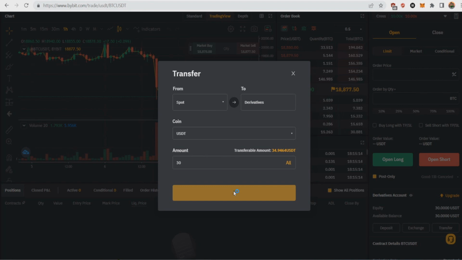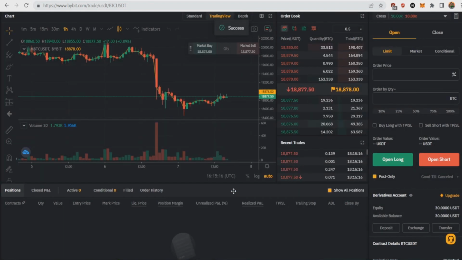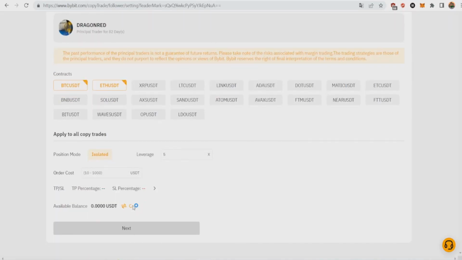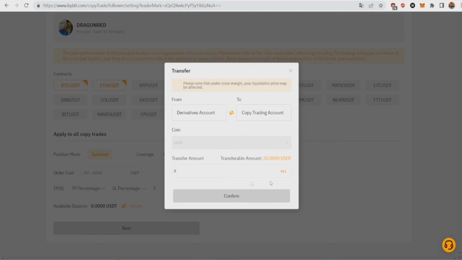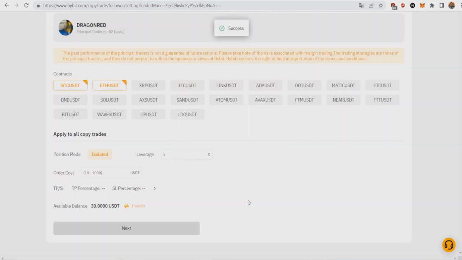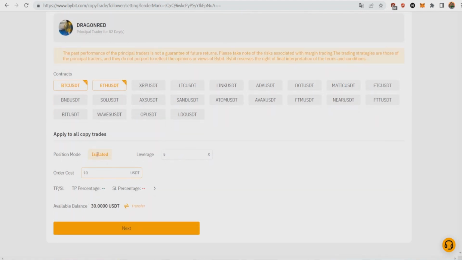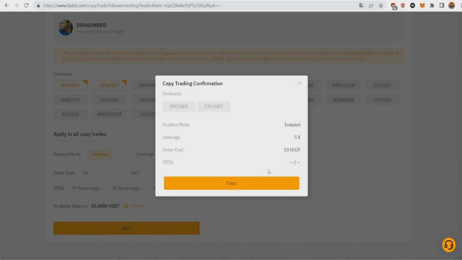And if we go back to our copy trade now, we will see that we have $30 in our copy trading account. So as you can see, we can transfer now from derivatives to our copy trading account, and then we got $30 on our account. This means if we take an order cost of $10 a trade, we can do 3 trades. That's not really a lot, and I'm going to show you guys when I get my results why you need up to 20 trades, or at least 10.